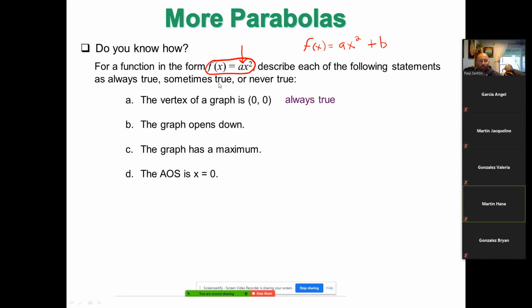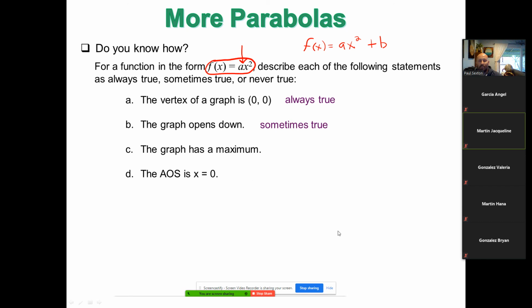Okay, and this is a book style question too. I don't think it's the best, because when we start seeing other quadratics, we'll see that does change, but there's more things to it. But we're just talking about this A. Okay? The graph opens up. I'm sorry, the graph opens down. Is it always true, sometimes true, or never true? Sometimes. Good job.